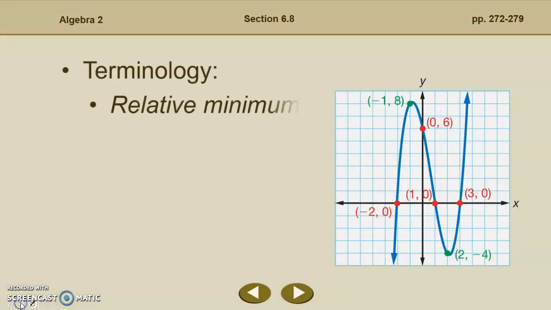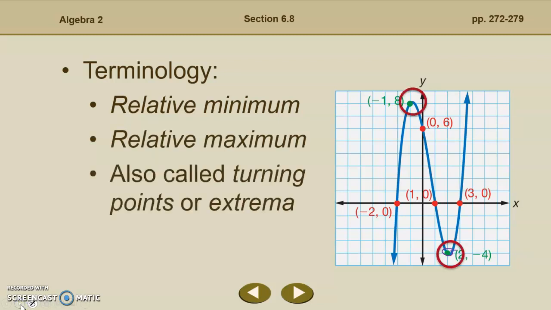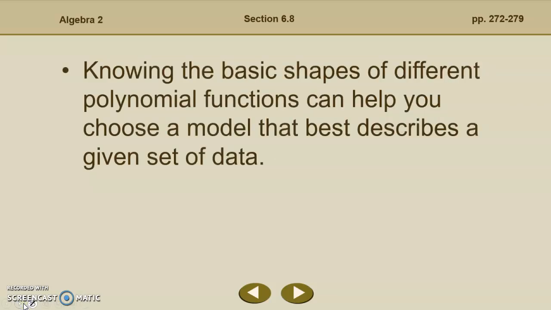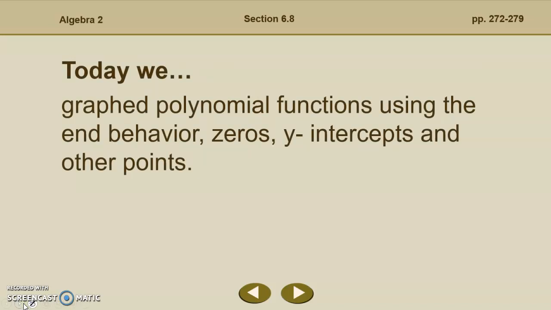A couple of vocabulary terms here that we're going to start using and I'm going to introduce to you. This point right here, this kind of low point on the curve, we call that a relative minimum. This higher point at the top of that curve is called a relative maximum. We can also call these extrema or turning points. Primarily, we will use relative minimum or relative maximum. Knowing the basic shapes of different polynomial functions, like those parent functions, can help you choose a model that best describes your data.